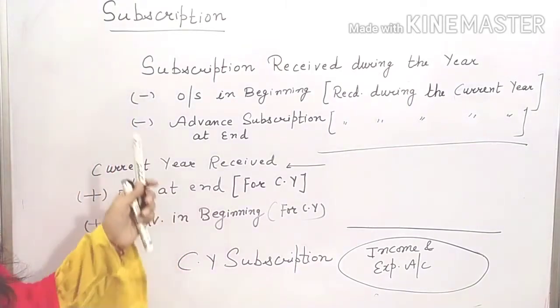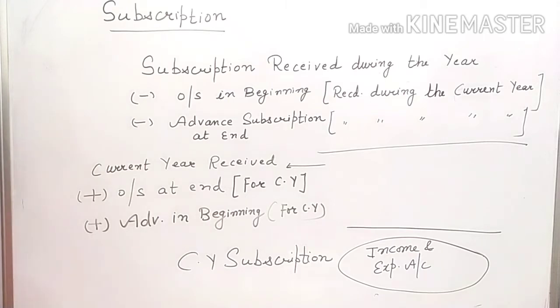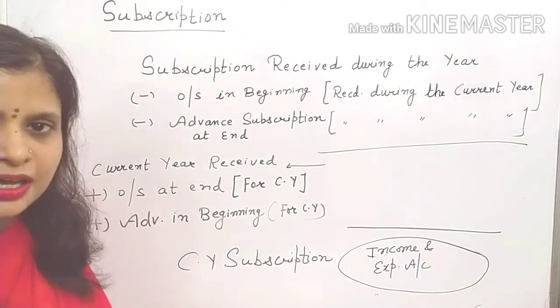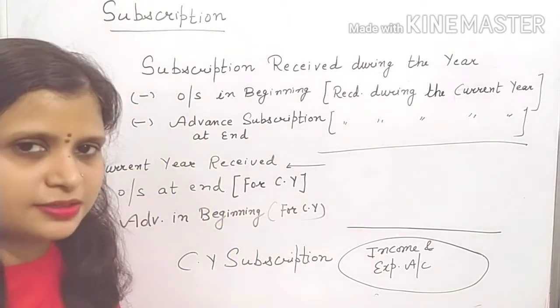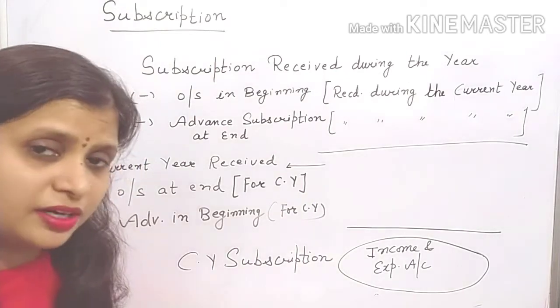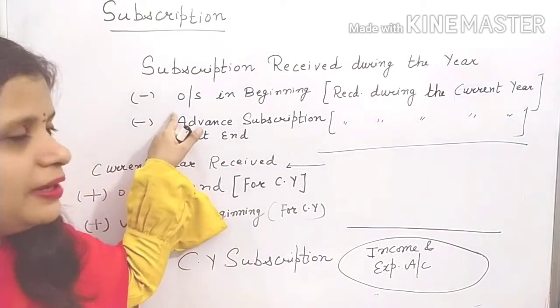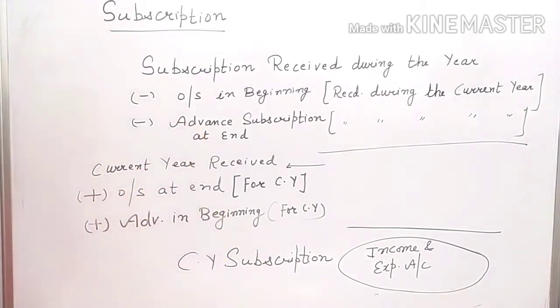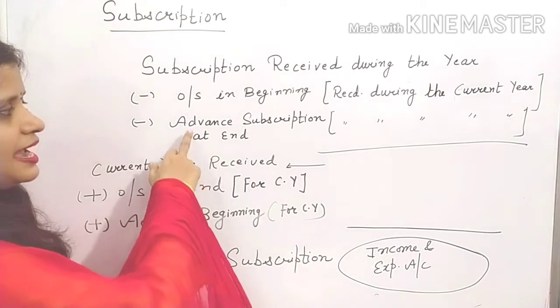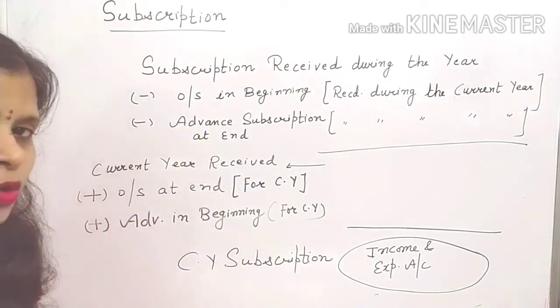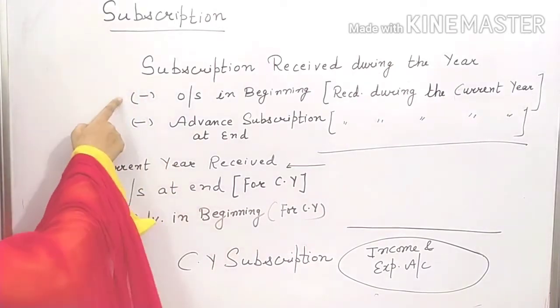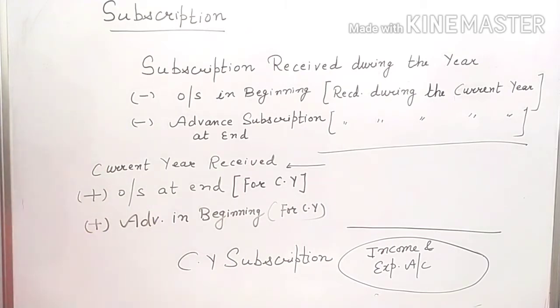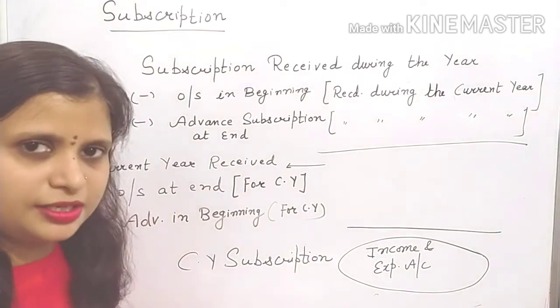In the question you will be given the receipt and payment account. From there you will be given the subscription received during the year. Out of this subscription, the amount which belongs to the previous year, that means it was outstanding in the beginning but received during the current year, will be deducted. Similarly, some amount you may receive for the next year, that means advance subscription at the end. This amount doesn't belong to this year, so you will deduct this amount. If you deduct both of these amounts from the total subscription received, then the balancing figure will be the subscription received for the current year.